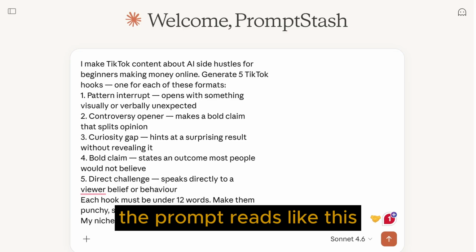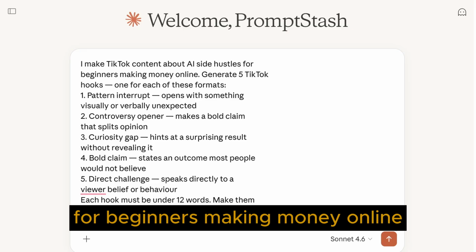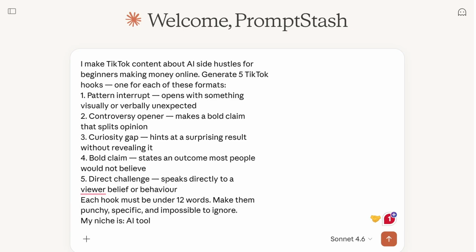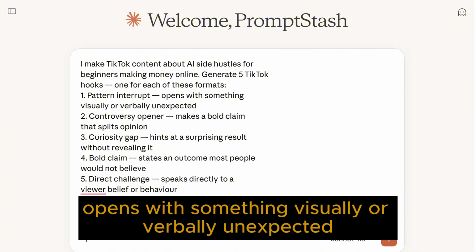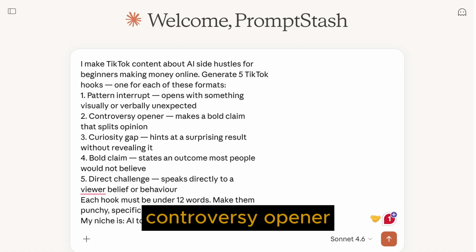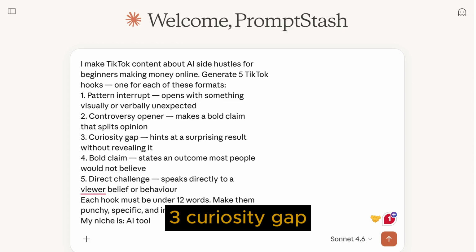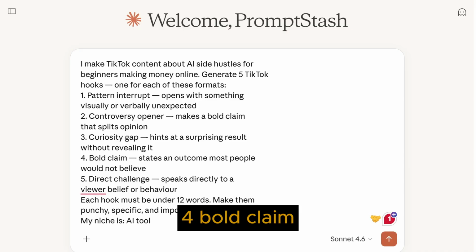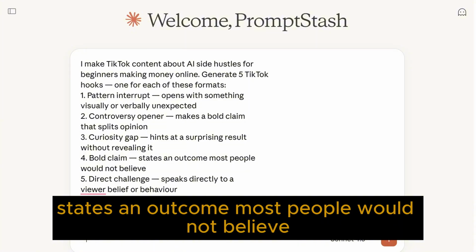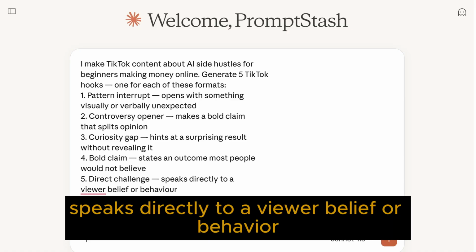The prompt reads like this: I make TikTok content about AI side hustles for beginners making money online. Generate 5 TikTok hooks, 1 for each of these formats. 1. Pattern interrupt. Opens with something visually or verbally unexpected. 2. Controversy opener. Makes a bold claim that splits opinion. 3. Curiosity gap. Hints at a surprising result without revealing it. 4. Bold claim. States an outcome most people would not believe. 5. Direct challenge. Speaks directly to a viewer belief or behavior.